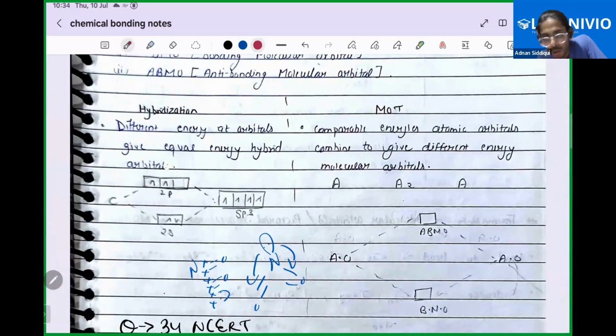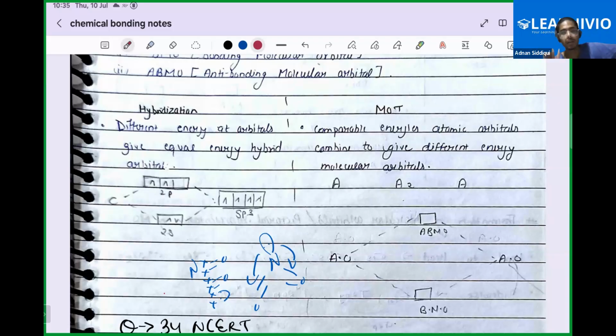So what about molecular orbital theory? How is it different from hybridization? In hybridization, we were merging two different atomic orbitals with different energy. But in molecular orbital theory, we are not using orbitals of different energy. We are using atomic orbitals of the same energy. But once they combine, they will produce molecular orbitals with different energy, right? Atomic orbitals of the same energy merge to give molecular orbitals of different energy. This is molecular orbital theory.